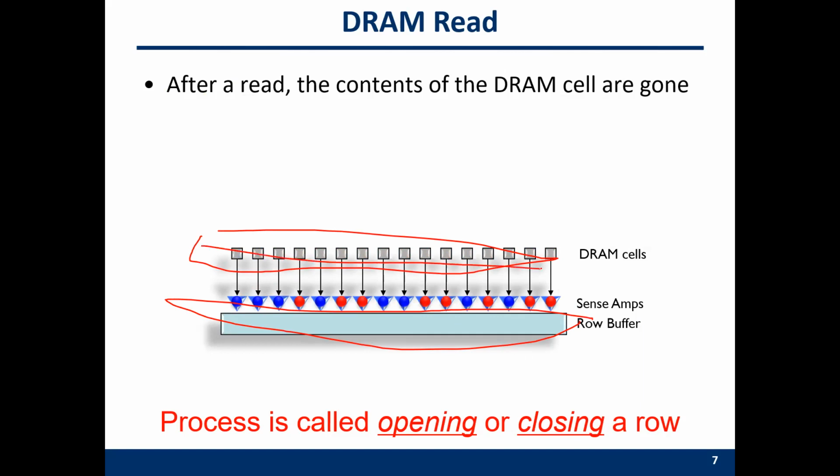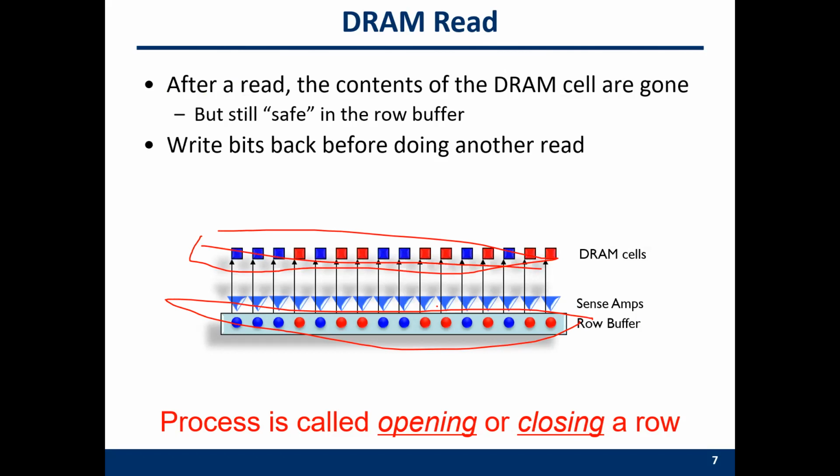And then the content in the cell will be destroyed. And then the content will be written in the row buffer. So the row buffer now has the correct data of that row, the entire row. And then the row buffer can write this data back to the DRAM cell, back to that particular row. When you read your data to the sense amplifier, to the row buffer, this operation is called opening a row. When you try to restore your data to that row, this operation is so-called closing a row.